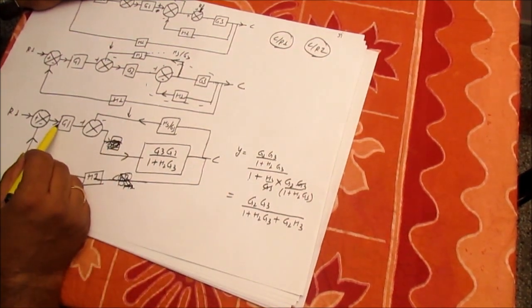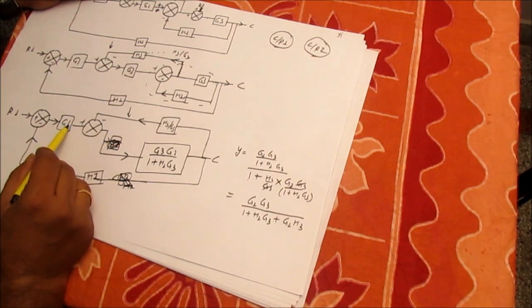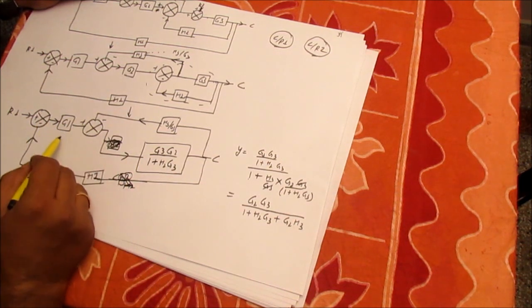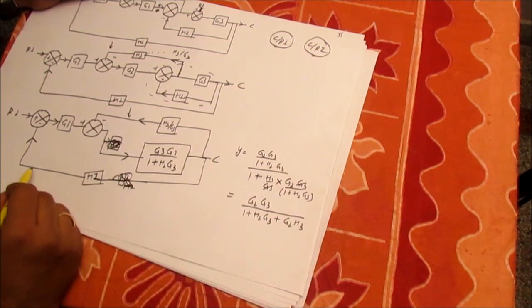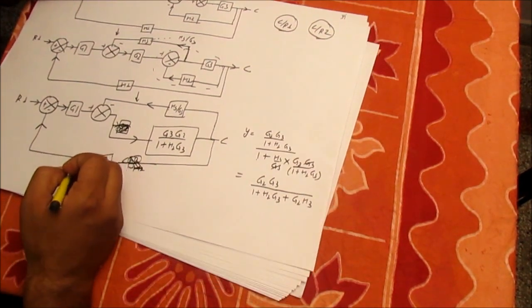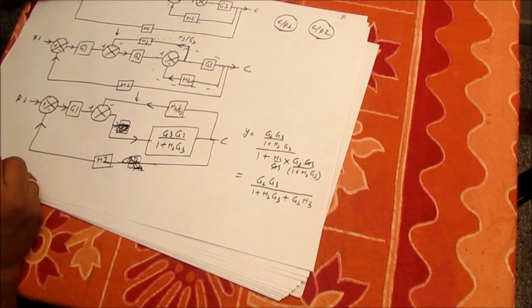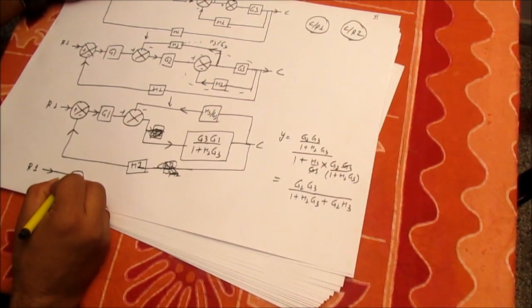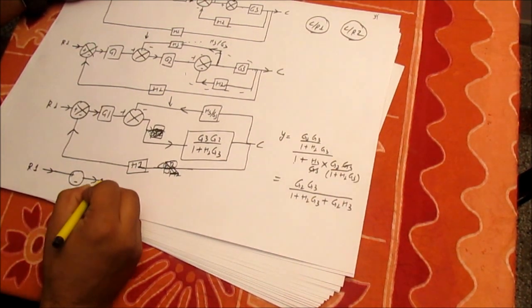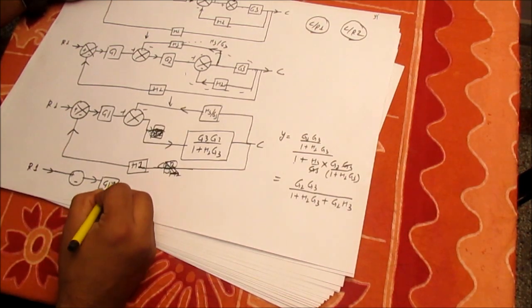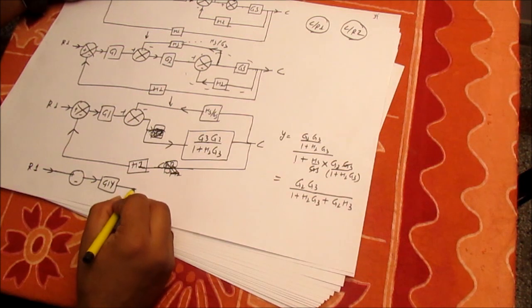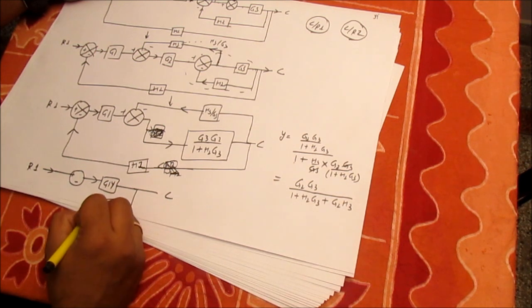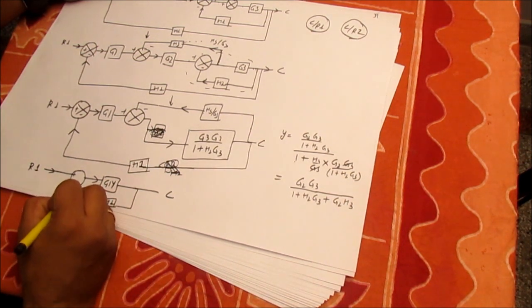Now this Y and G1 are in series, so we can multiply Y and G1, so I will get Y G1, and again I am getting a negative feedback here. So it will be like R1, then plus minus G1 into Y. Okay, the value of Y is this, it's going here, this is C, and here it is H1, which is going to this position.